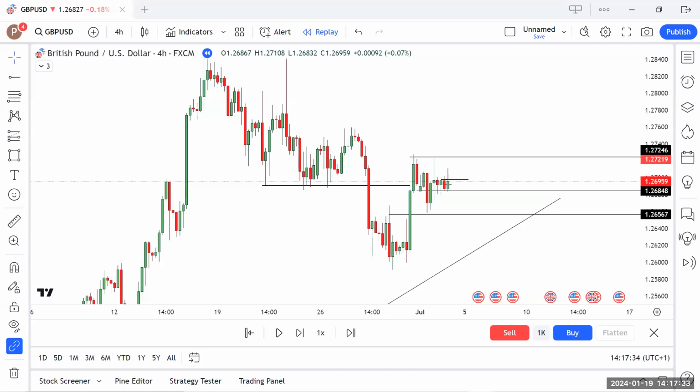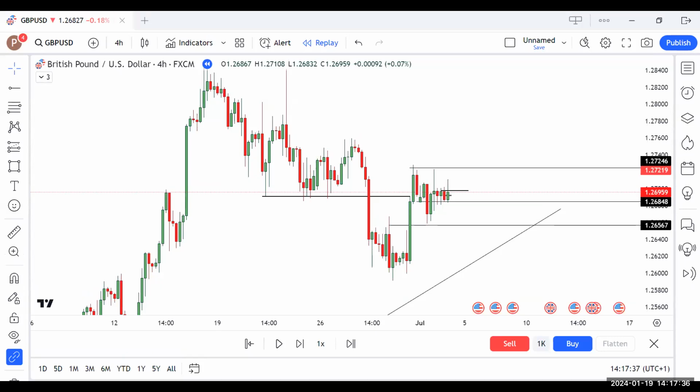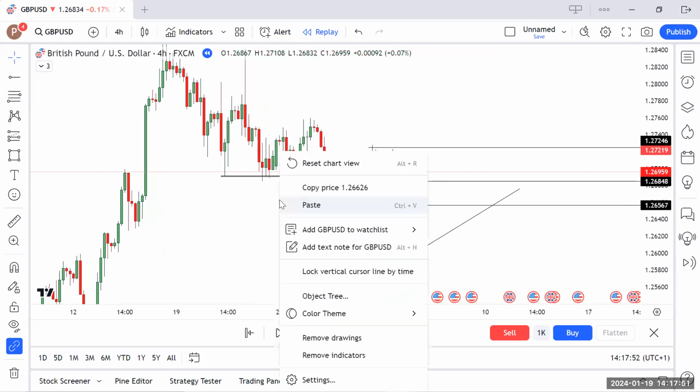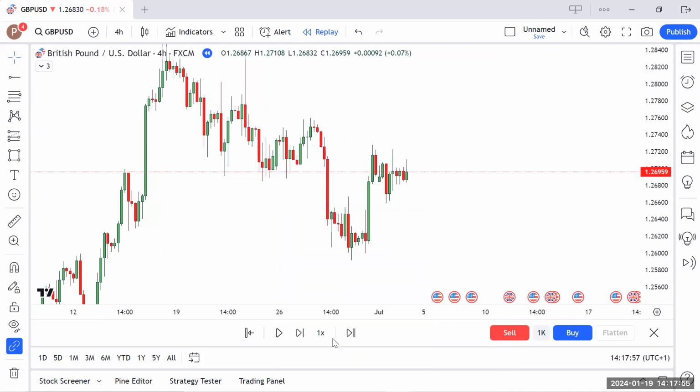So yeah, we're looking at GU trade breakdown. What we have here is the 4 hour time frame. Let me take out my drawings so we can start from the beginning here.